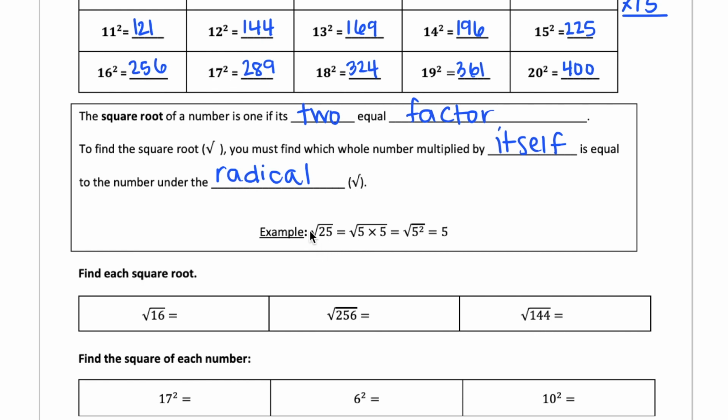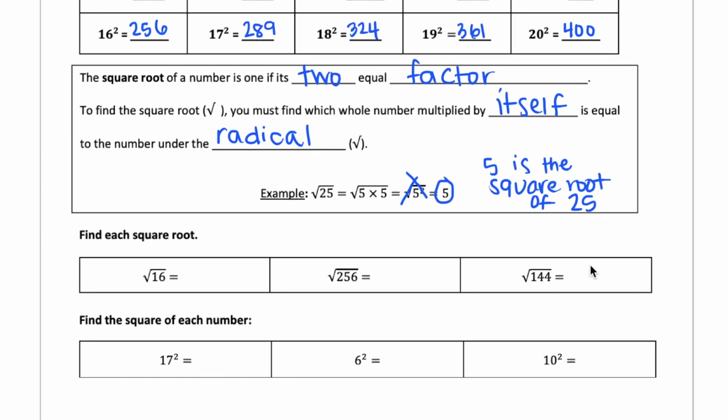For example, if you saw the square root of 25, we would know that 5 times 5 is the same thing as 25, so we can rewrite it under the radical as that. 5 times 5 means you're doing 5 squared, and once you have a radical and a square, those are opposite operations, so we can cancel them out, and we're left with 5. That's just saying that 5 is the square root of 25, one of its two equal factors. If we drew out a square that had an area of 25, then both side lengths would be 5 long.